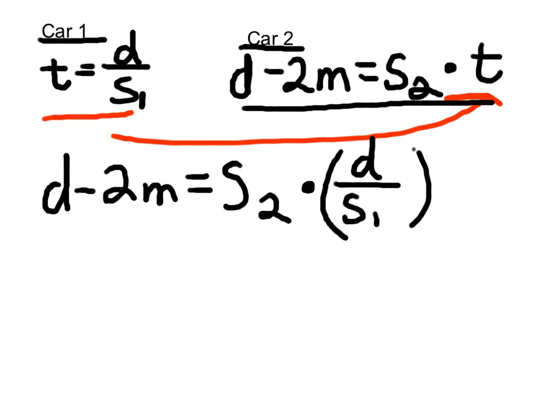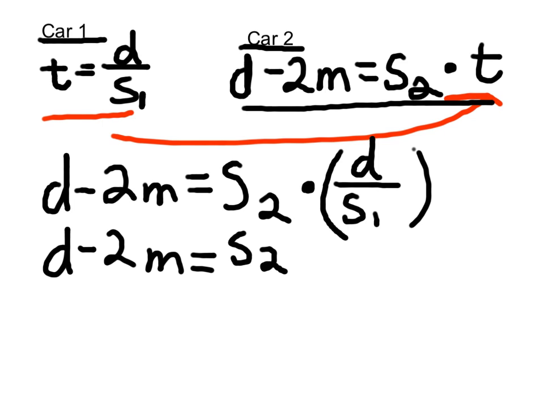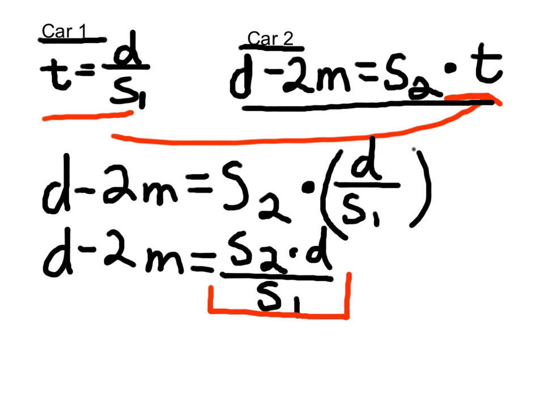So remember, I'm ultimately solving for d, which means I need to get d by itself. So let's multiply this out. D minus 2m equals S2 times d over S1. Okay, so this whole term on the right side of the equation, it's a term, I can't subtract or add anything out of it, it is going to have to get moved over to where the d is.